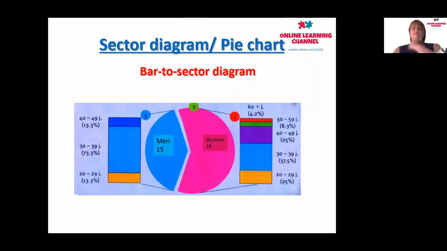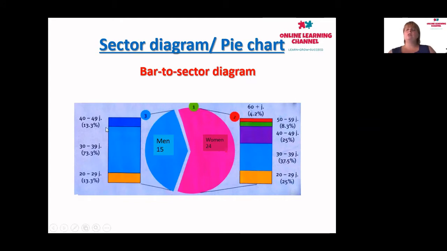You also get a sector diagram, or a pie chart, a bar to sector diagram. I don't think they will actually ask you to draw this, but they might ask you to understand the data and tell you what this data represents. Let's quickly look at this. This pie chart shows that you had 15 men that you interviewed and 24 women that you interviewed, and from these 24 women, that is their age group. And from these 15 men, that is the age groups that you interviewed. This part, between 40 and 49 years, was 13.3%.